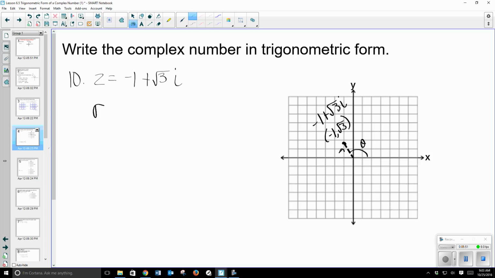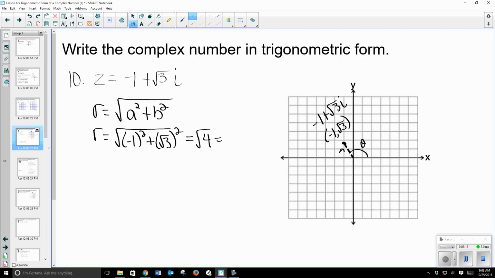So r is equal to the absolute value of -1 plus root 3 i, which is the square root of a squared plus b squared, right? So r is equal to the square root of (-1) squared plus root 3 squared. And that would be: (-1) squared is 1, root 3 squared is 3, square root of 4, which is 2.